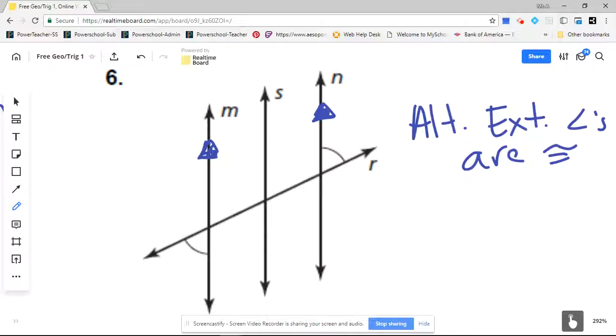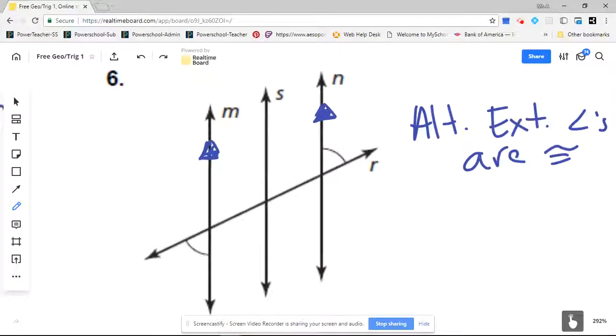Could I put an arrowhead on S also, that it's also parallel? No, I can't put one there. It might be parallel, but they didn't give me any angles in here, so I don't know. I would have to have an angle in there that's congruent to one of the other angles. That would allow me to say S is also parallel, and right now that doesn't.